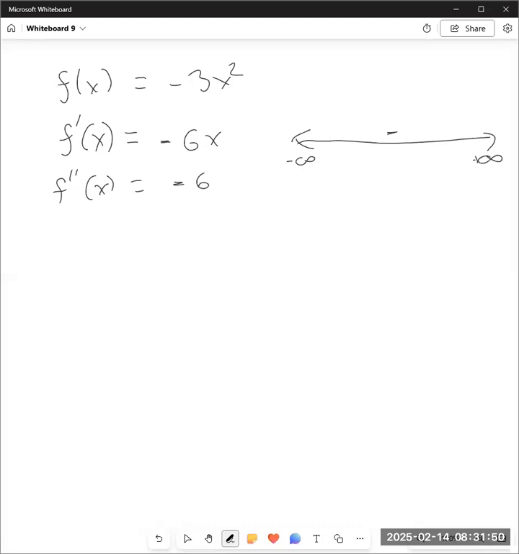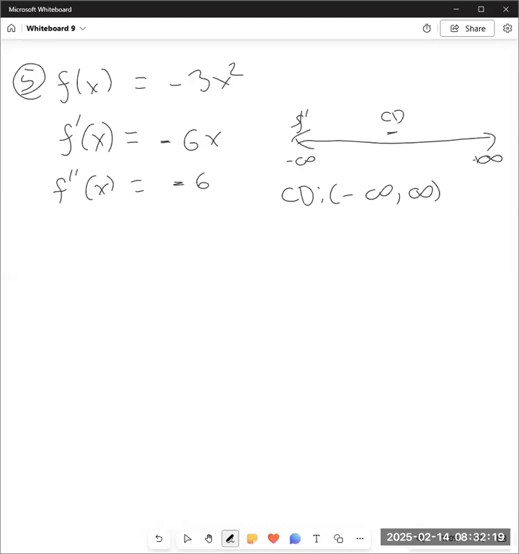And if a region on the number line that we've drawn here for the second derivative is positive, that interval is concave up. If an interval is negative, that region is concave down. So because it's negative, we're concave down from negative infinity to infinity.